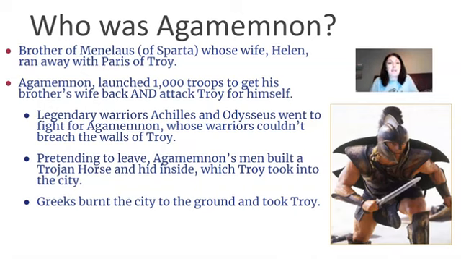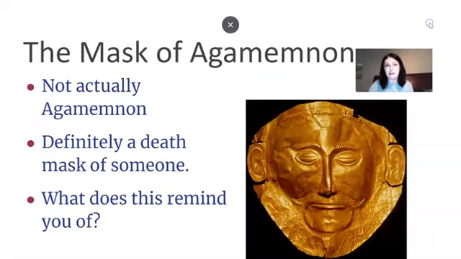So what ends up happening is the Spartans decide they're going to pretend to leave. And what they do instead, Agamemnon's men build this great Trojan horse, which the Trojans think is a gift. And they are brought into the city, and at night they sneak out and burn down the city of Troy. All right, so that's the big famous story about this.